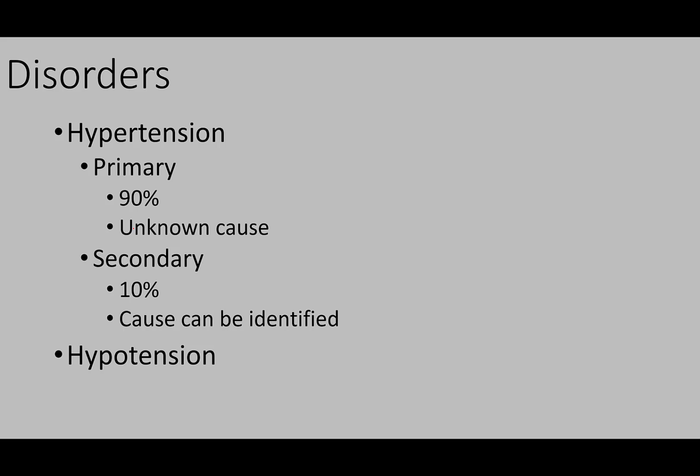It doesn't mean that they can't figure it out. It just means maybe it's because of smoking, maybe it's because of diet, maybe it's because of something, but they just don't know it. They haven't been able to figure it out yet. Secondary hypertension only accounts for about 10% of the cases, and here they know what the cause is. Maybe it's smoking, maybe it's obesity, maybe it's something with the heart itself. But they already know what it is. So that's the difference. Primary, they don't know. Secondary, they do. Primary is 90% of the cases. Secondary is 10% of the cases.